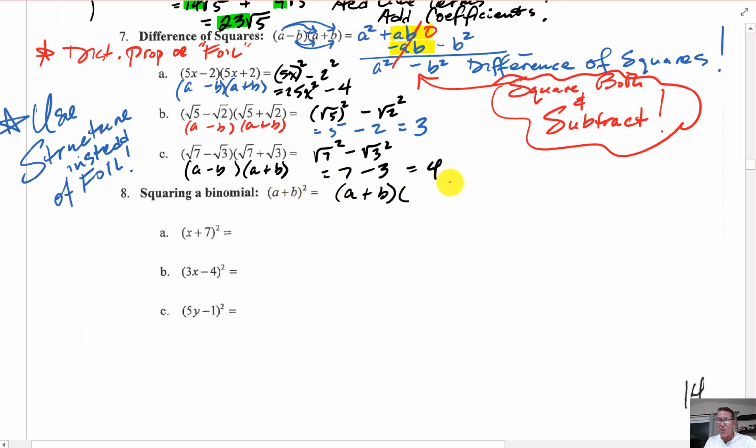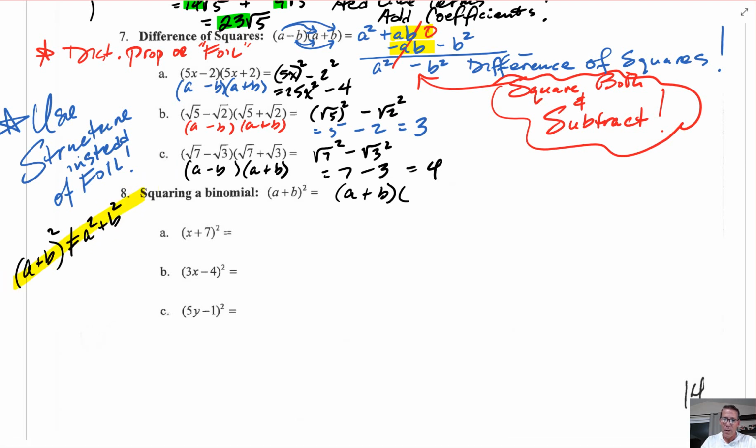Because A plus B quantity squared, let me make a little note here, A plus B quantity squared does not equal A squared plus B squared. Highlight that. This is a common mistake. I see it all the time, even all the way up to the calculus ranks. Okay, so those are not equal.